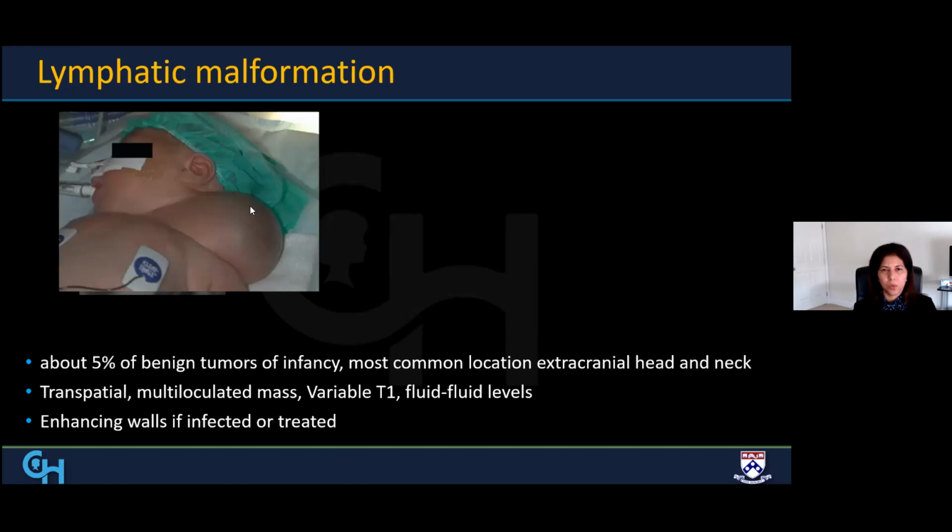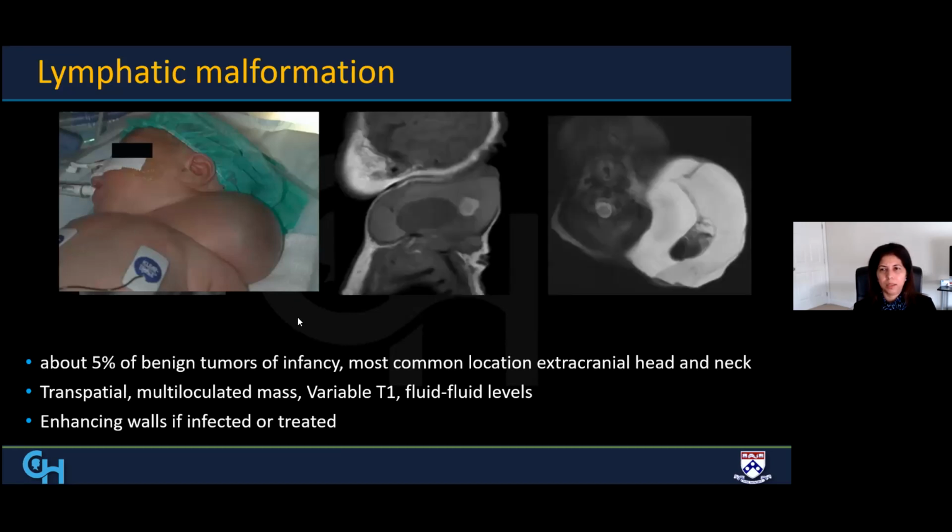This is how it was when the kid was born, and this is the MR imaging. You can see T1 areas of bright signal here and T2 dark signal because of hemorrhage and layering that can happen with these large, macrocystic transspatial lymphatic malformations. And now we do sclerotherapy for them, and they have very good results with the sclerotherapy treatment.